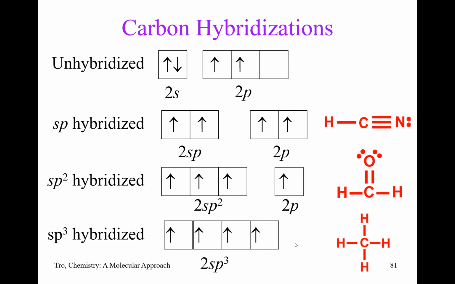So this is a really good slide to memorize and know for us, but also for OChem, right? Four single bonds is sp3 hybridized. A carbon with a double bond, sp2. A triple bond, sp.